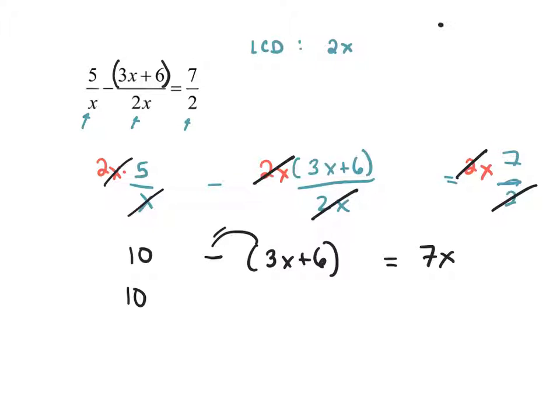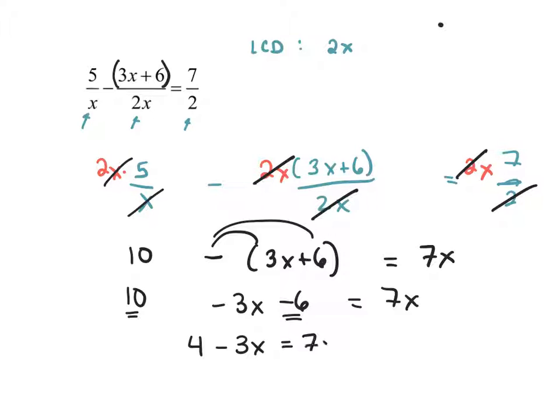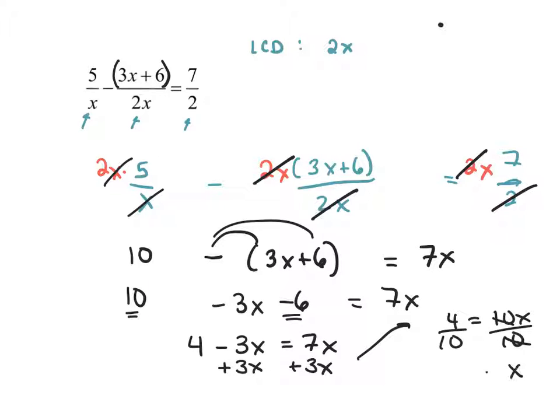So when I distribute that negative sign, 10 minus 3x minus 6 equals 7x. I can put the 10 and the minus 6 together. We have 4 minus 3x equals 7x. I can add 3x to both sides. Again, I'm just getting the x by itself. So we have 4 equals 10x. Divided by 10, x is 4/10, which of course reduces to 2/5.